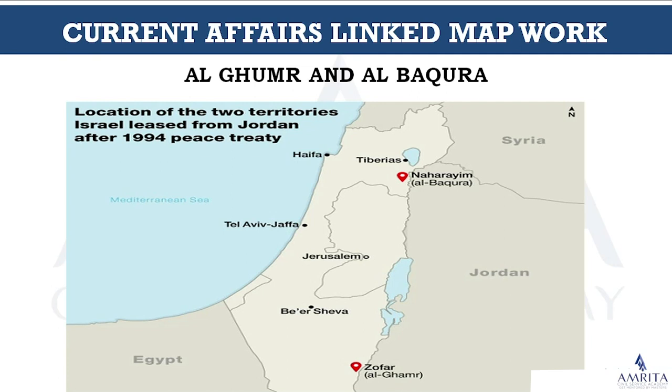Another two places are Al GHUMR and Al BAQURA. These two places were in the news. Actually, these two places belong to Jordan, and they were given to Israel on a lease basis according to the 1994 peace treaty. And they are recently in the news because Jordan restored BAQURA and Al GHUMR. That is the reason why these territories were in the news. See the locations of these places: Al BAQURA in the north and Al GHUMR in the south.